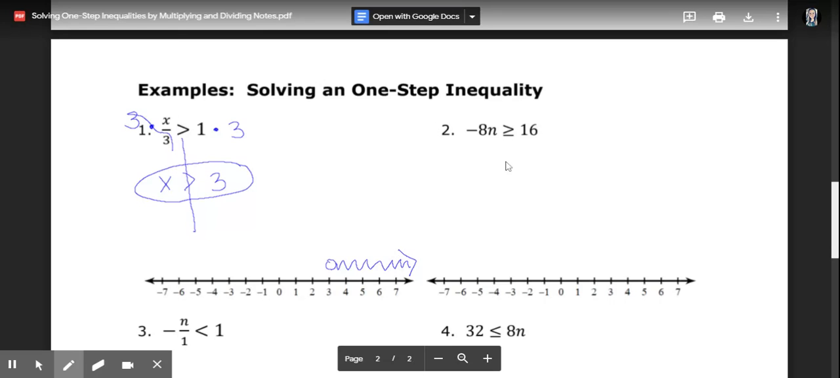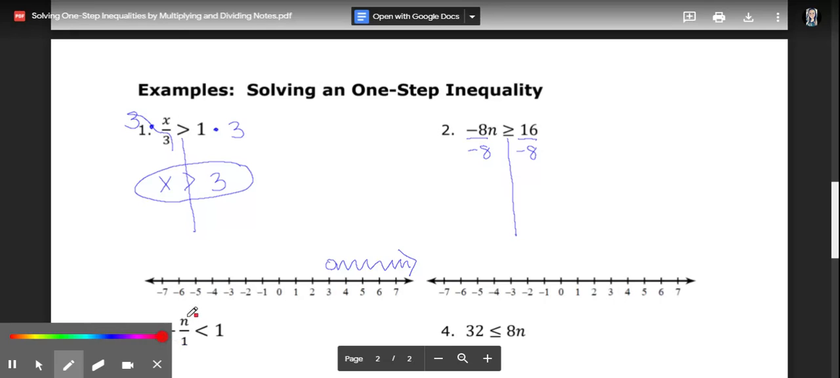Problem number 2. This says negative 8n is greater than or equal to 16. So let's solve for n. Draw the line. Remember, there's secret multiplication going on here. So to undo this multiplication, I need to divide. And I divide by this negative 8. Notice I just said I am dividing by a negative 8.